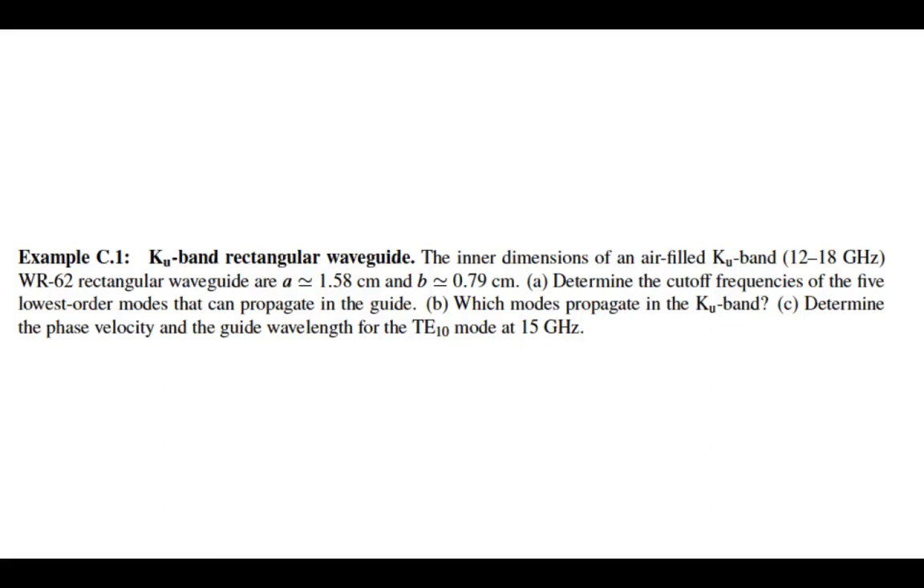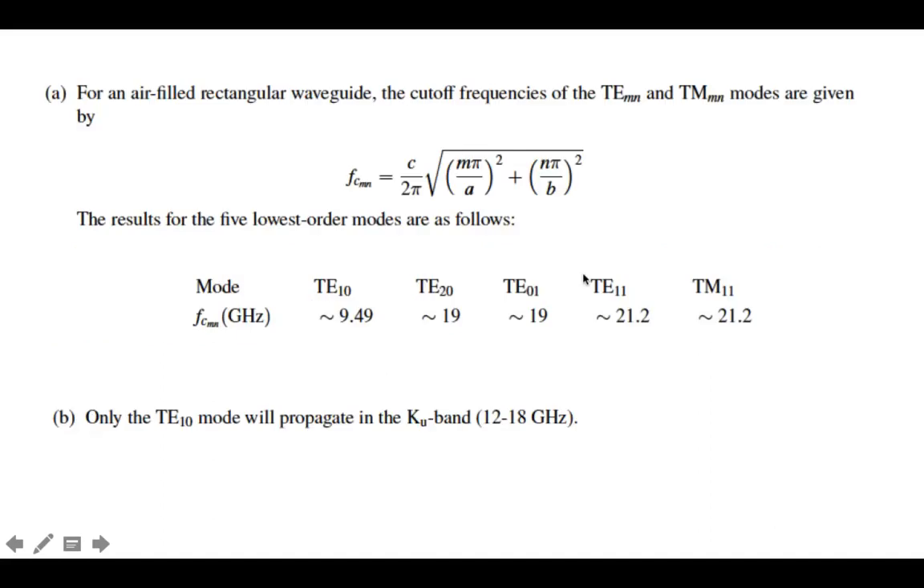We're asked to do several things. First of all, determine the cutoff frequency of the 5 lowest order modes that can propagate in the guide. Secondly, determine which modes propagate in the K alpha band. Thirdly, determine the phase velocity and guide wavelength for the TE10 mode at 15 gigahertz. And note that 15 gigahertz is right in the middle of the band. So the first thing we want to do is address finding the cutoff frequencies of the 5 lowest order modes that will propagate in the guide.